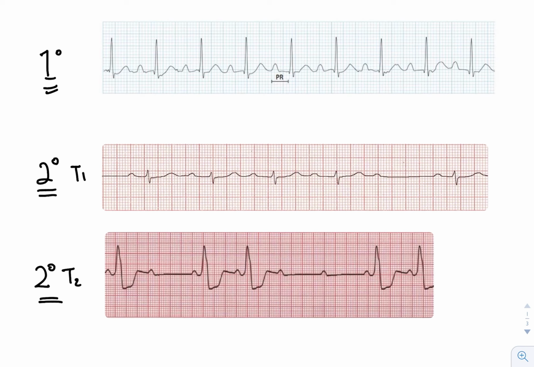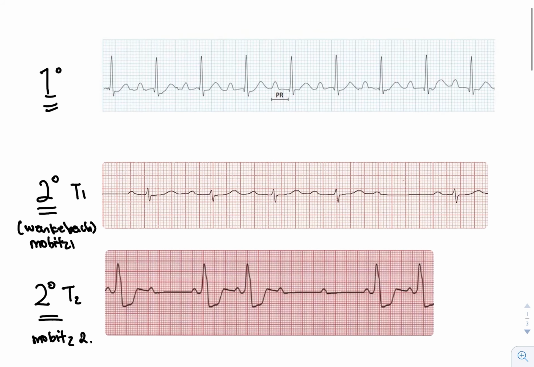The second degree type 1 is also known as Wenckebach or Mobitz 1. The second degree type 2 is also known as Mobitz 2. Don't worry about the eponymous names, but I'm just saying it as you may hear it from clinicians in the hospital settings. So, in a first degree heart block, just a quick recap from medical school, the PR interval, as you can see here, from any part of the strip is relatively constant. And it's going to be more than 0.2, or rather 5 small squares.